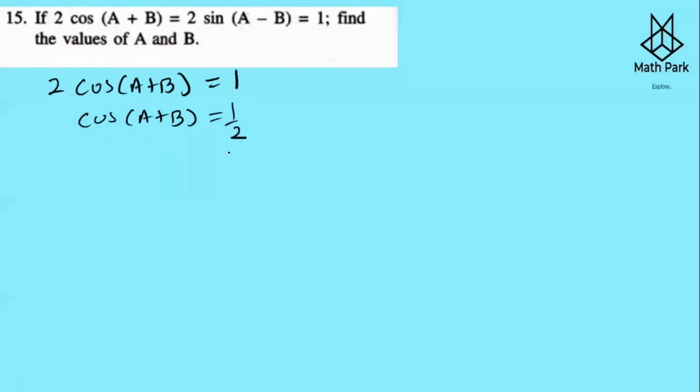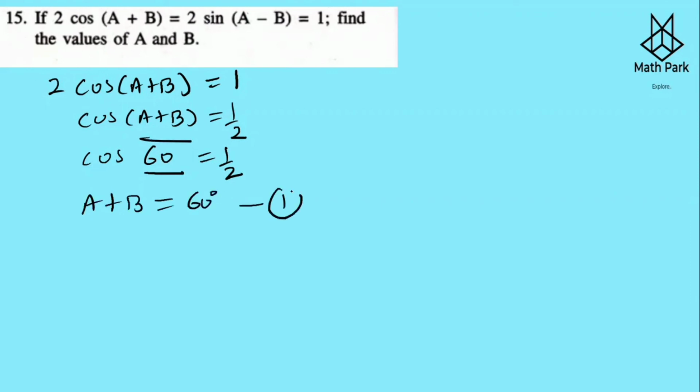Last question of today's video. If 2 cos(A + B) = 1 and 2 sin(A − B) = 1. So let us take 2 cos(A + B) = 1. So we get cos(A + B) = 1/2. And we know that cos 60 is equal to 1/2. Comparing this, we get an equation: A + B = 60°. This is our equation number 1.